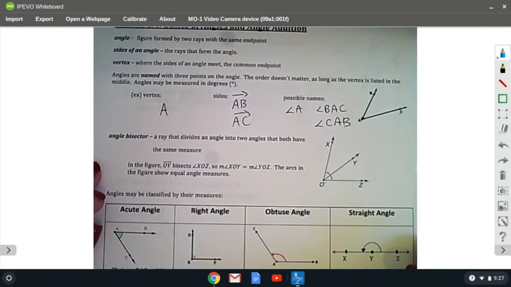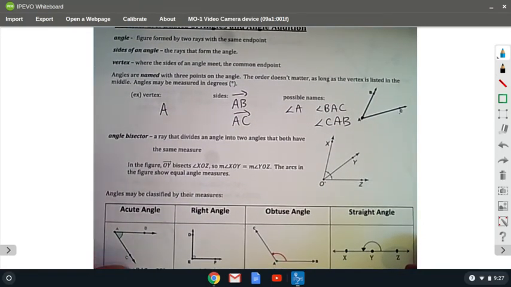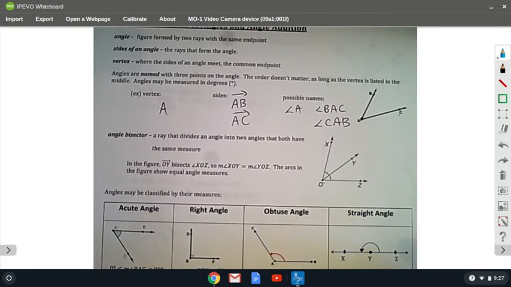Angle bisector is a ray that divides an angle into 2 angles that both have the same measure. So it's very similar to when we have a midpoint. A midpoint means the 2 halves are equal.